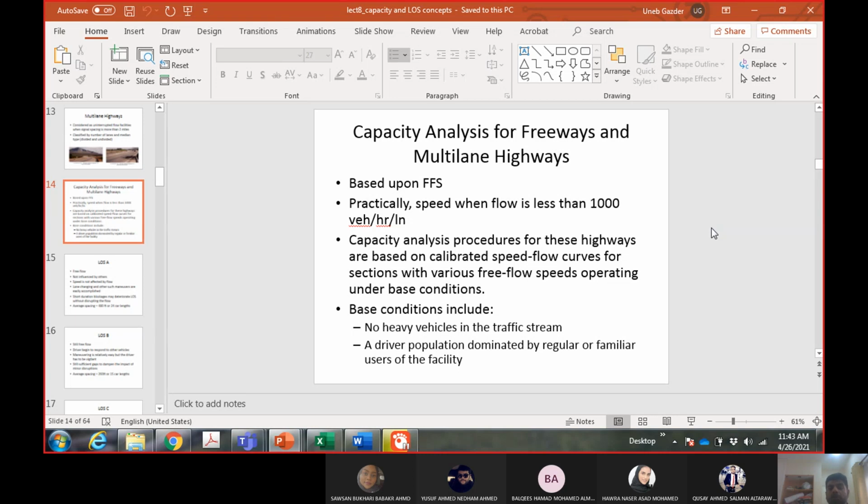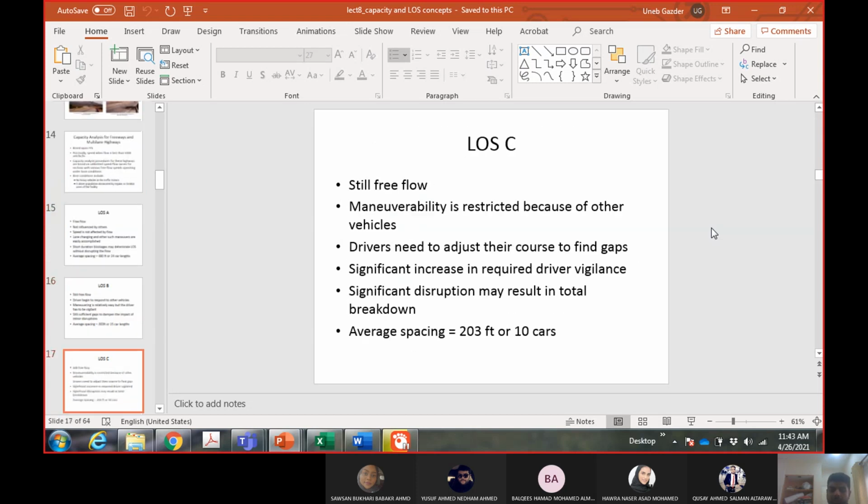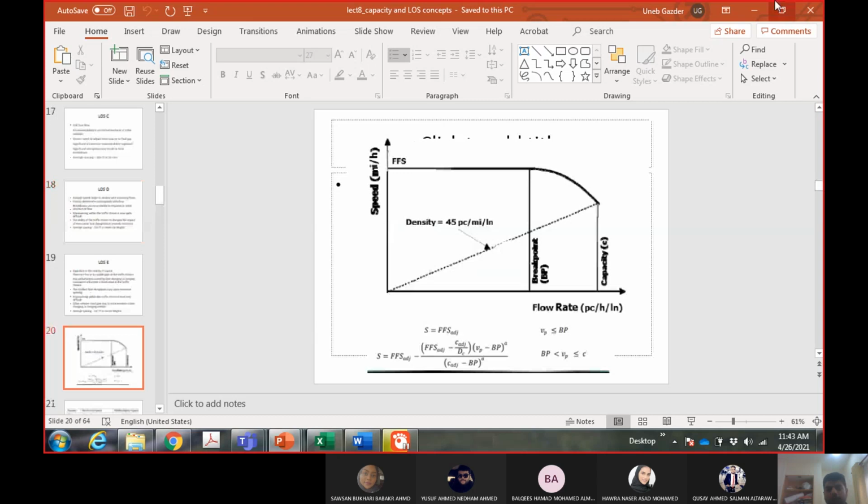Now the procedures which you are going to follow depend upon speed flow curves. So I showed you in chapter 3 the speed flow curves, right? The curve between speed and flow rate. We are using the same curves, but only the curve up to capacity. Okay, so let me show you about this curve.